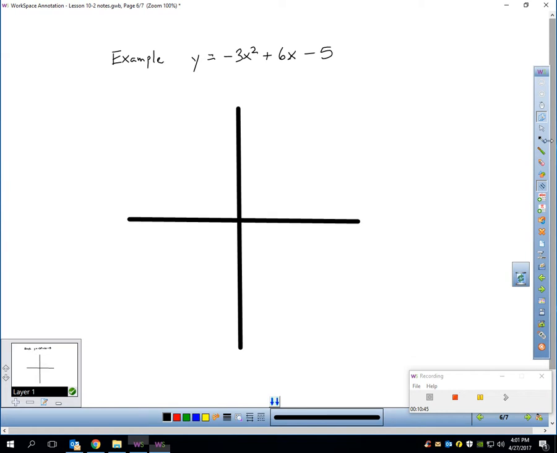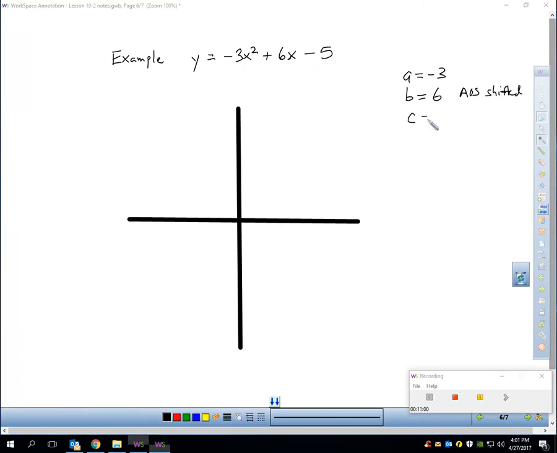Okay, I notice a is negative 3. That means my parabola is opening down and it's stretched. B equals 6. That means my axis of symmetry is shifted. I've got to use the formula to find out where. C is negative 5.